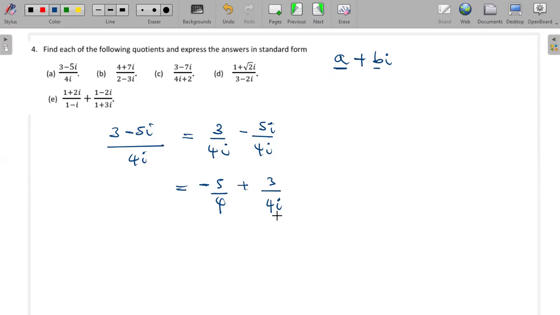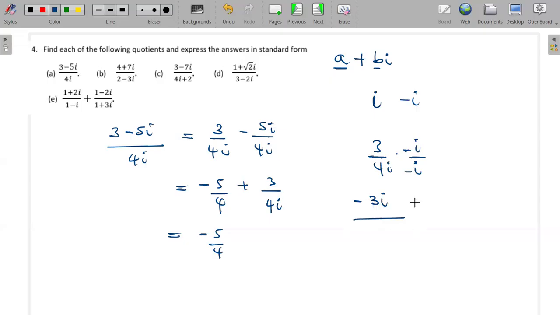So what do we do? You multiply by the conjugate. The conjugate of i is negative i. So multiply by negative i. I only multiply this part here that has the i. So that will be 1 over 4 here. Then multiplying, you have 3 over 4i multiplied by negative i. So on the top you get negative 3i.